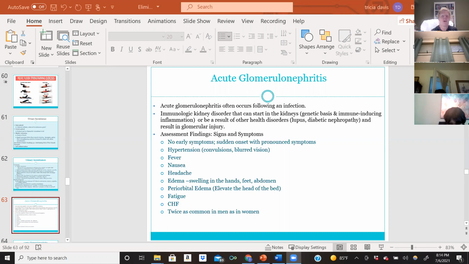They can also have periorbital edema. So this is edema around the eyes. Patients that have periorbital edema, one thing you can do to help alleviate that is to elevate the head of the bed so they're sitting in an upright position, and then that fluid should trend downwards. They might complain of fatigue. We also might see, because of that edema, congestive heart failure. And this is twice as common in men as it is in women.